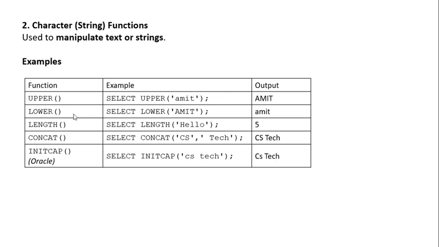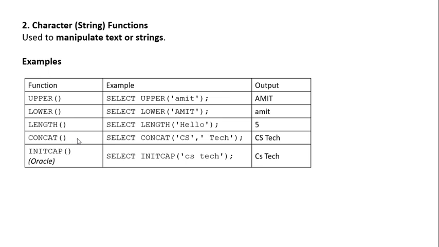Next, the LOWER function is used to convert capital letters to lowercase: SELECT LOWER with the capital letters inside, and it converts them to small letters. The LENGTH function returns the length of a value. For example, the length of 'hello' is 5 characters, so the output is 5.